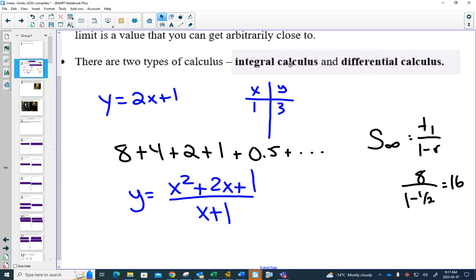So that's what a limit kind of is, and that's what our first unit is. After our first unit of limits, we're going to branch off into the two main types of calculus, integral calculus and differential calculus. As students, you will always learn differential calculus first. However, mathematically, integral calculus was done 1,700 years before differential calculus.